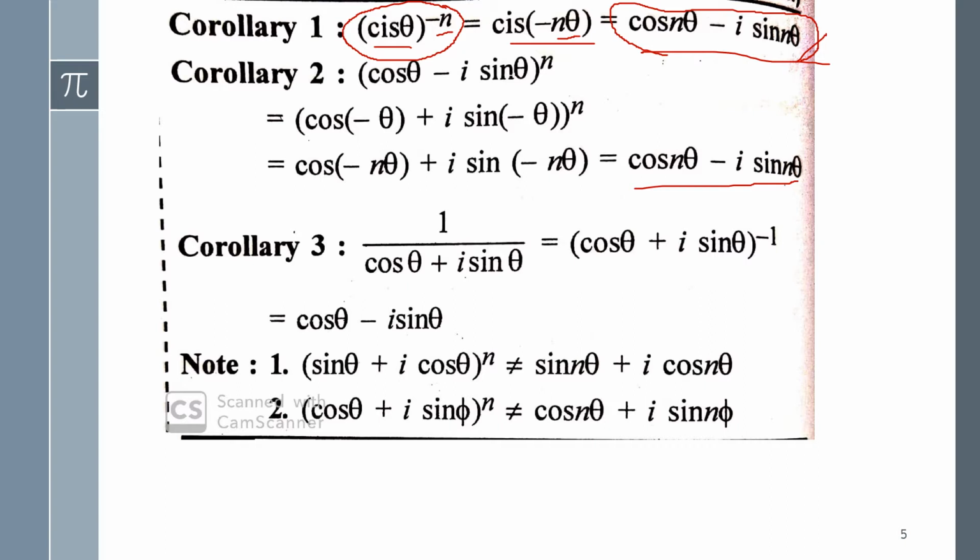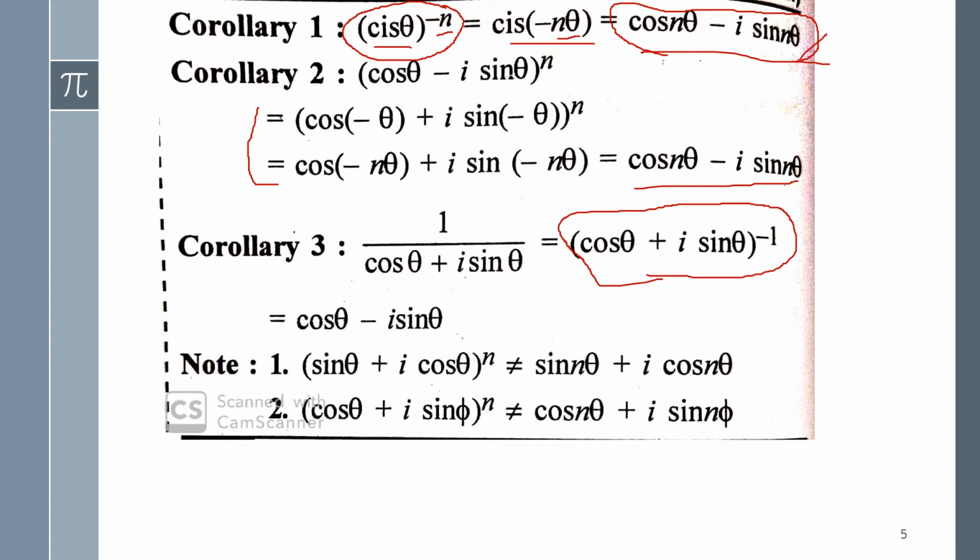So here the two steps are a proof of this equation, if anybody wants to do it. Now the third corollary is given: 1 upon cos theta plus i sin theta, or else we can write it as cos theta plus i sin theta whole raised to minus 1. Then it will be applied, same as corollary 1 only, you can see that. So if there is minus 1 here, then n equals 1, so cos theta minus i sin theta.